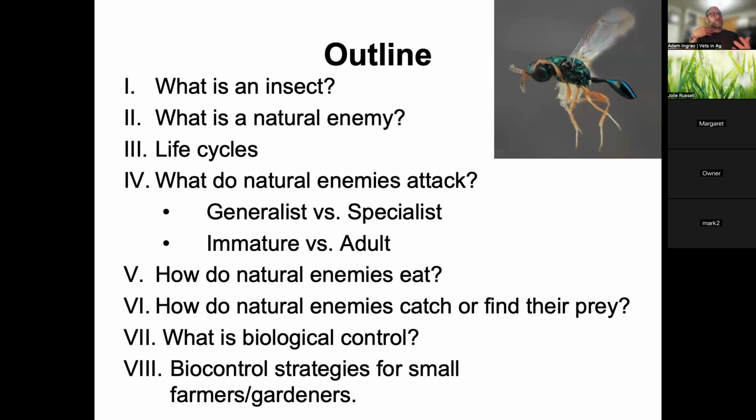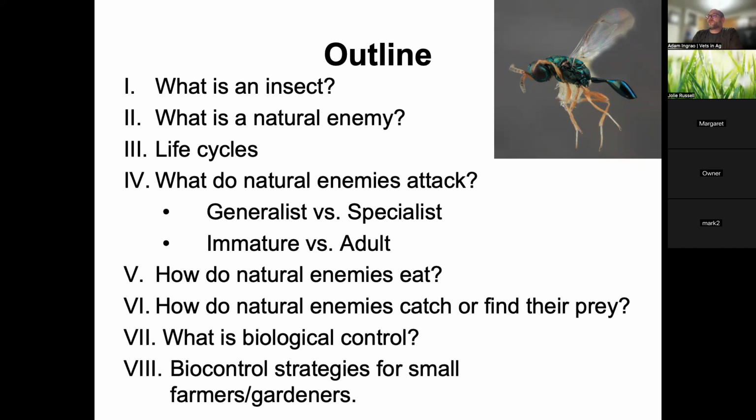We'll also talk about the roles of these different organisms as immatures and adults, because sometimes the role of a natural enemy, something that's eating something else, changes depending on if they're adults or immature. Sometimes organisms only feed on other insects during their immature stage and don't feed on insects during their mature stage. So we'll talk about those differences. We'll also talk about what they actually eat.